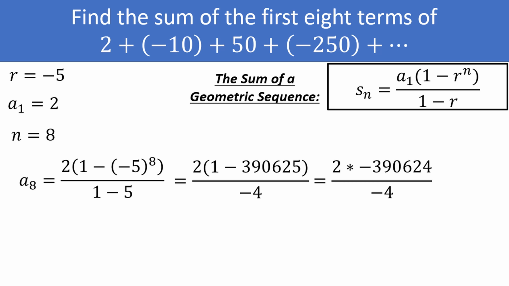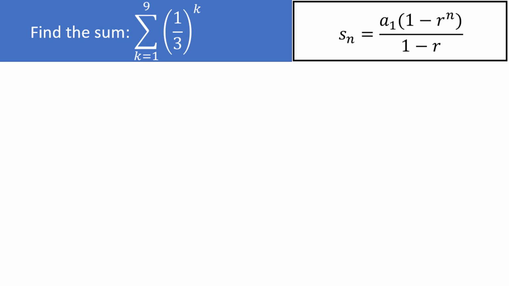Typing this into your calculator, you should get 195,312, which is the sum of the first 8 terms. Let's try this one with summation notation.